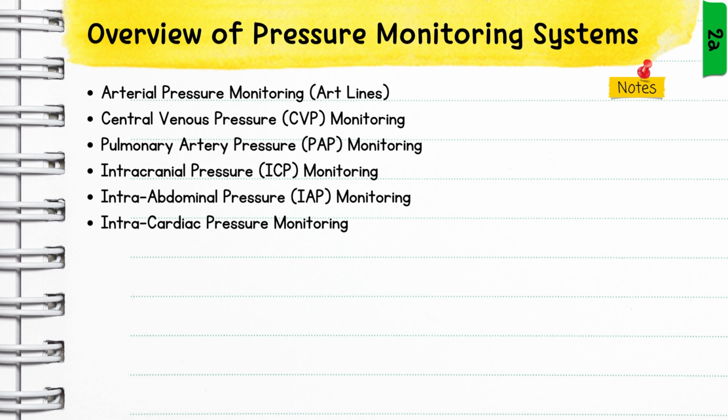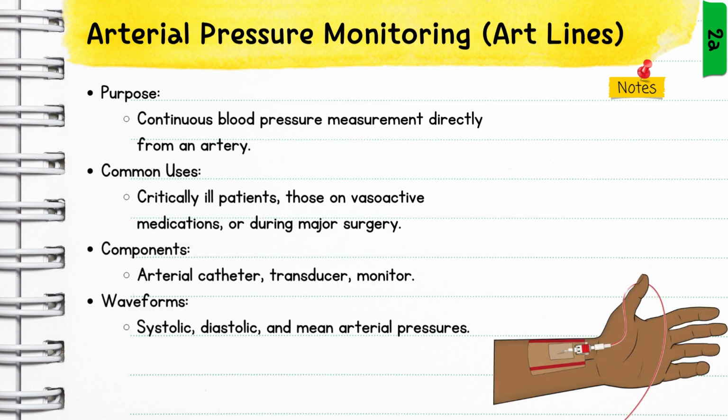The top three, art line, CVP, and pulmonary artery pressure, we're going to discuss more in depth, versus ICP, IAP, and cardiac pressure monitoring. The bottom three, I'm just mentioning. We're just going to barely skim over those. I don't want you to super focus on those. I want you to focus on the top three for this course. I just want you to have a general understanding of the last three.